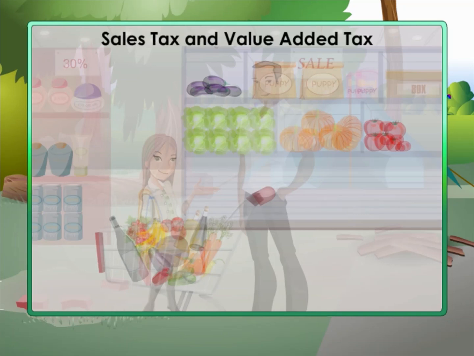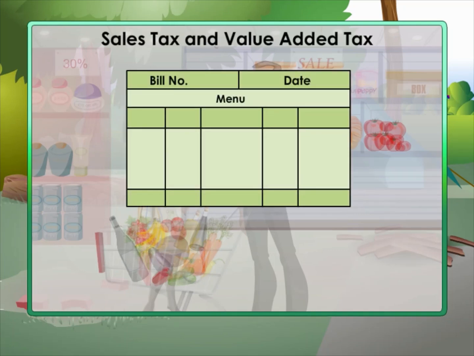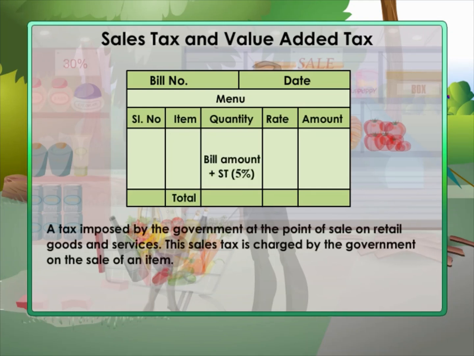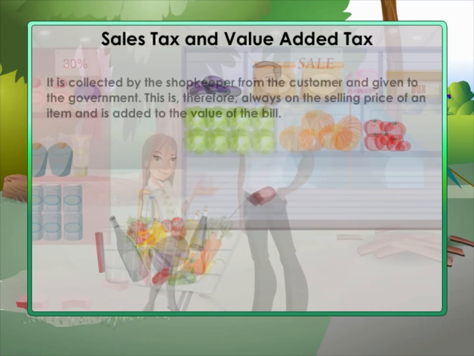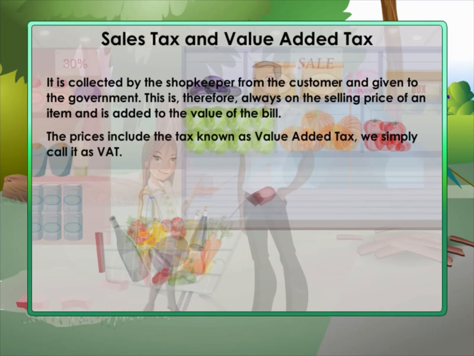Sales tax and value-added tax. A tax imposed by the government at the point of sale on retail goods and services. This sales tax is charged by the government on the sale of an item. It is collected by the shopkeeper from the customer and given to the government. This is therefore always on the selling price of an item and is added to the value of the bill. These days, however, the prices include the tax known as value-added tax. We simply call it as VAT.